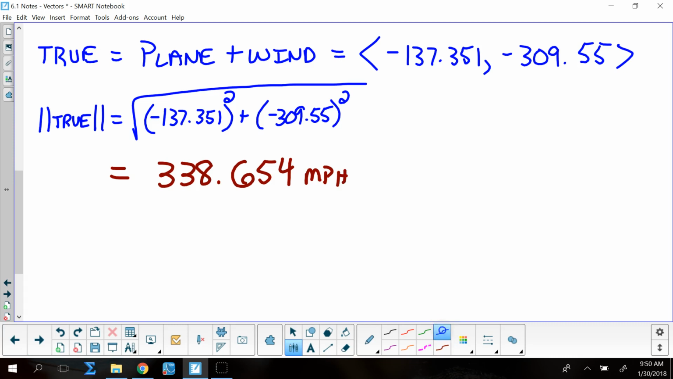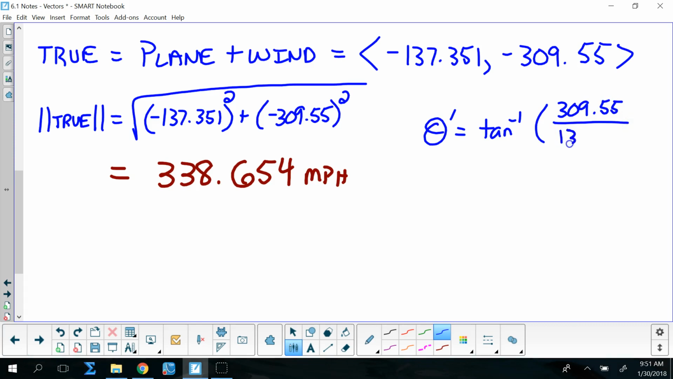Okay. My reference angle is going to be the inverse tangent of 309.55 divided by 137.351, which is going to give me a reference angle of 66.0726 degrees. Which quadrant is this vector in? It's in quadrant 3.